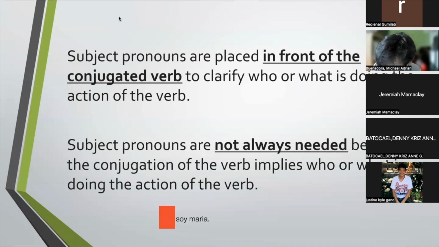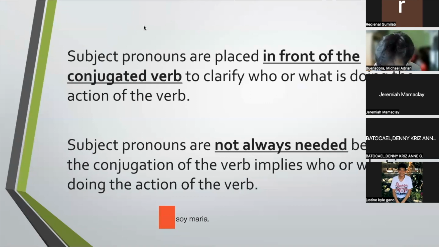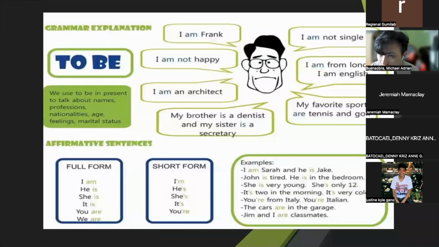You omit the yo, and you retain the soy because that's already the conjugated form of the first person. What is this soy? Soy now is the conjugated first person of the verb ser. Okay? Of the verb ser. And what is this ser? In English, it's the to be verb. Okay? This is now the verb to be. And what is this to be? Ito na in English, ha?